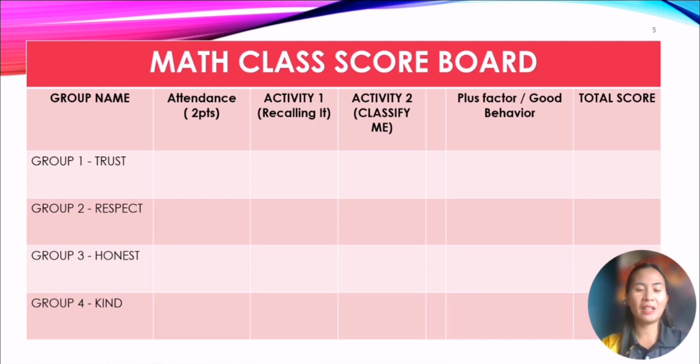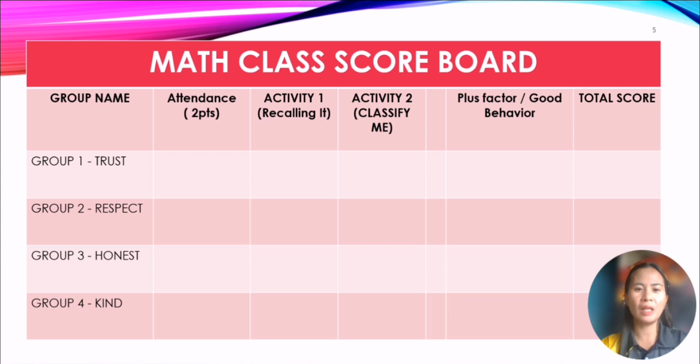Let's have first attendance checking by groups. To start with, trust, respect, honest, and kind. Okay, very good. All members are present, so you have 2 points for your complete attendance. Group mates, always remind your classmates to be present in our class every day.